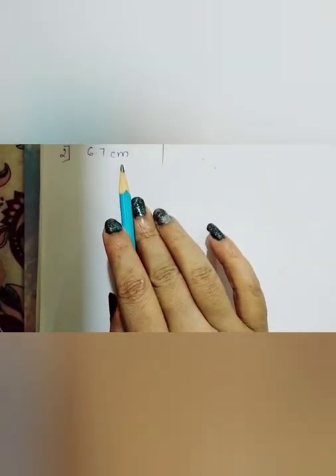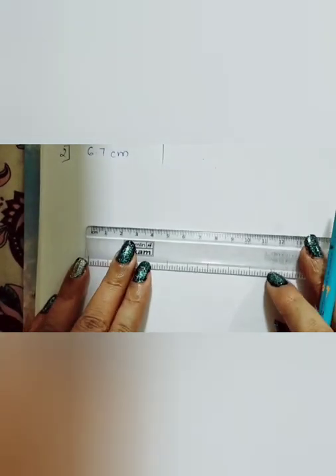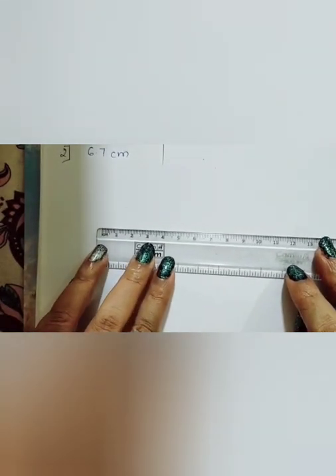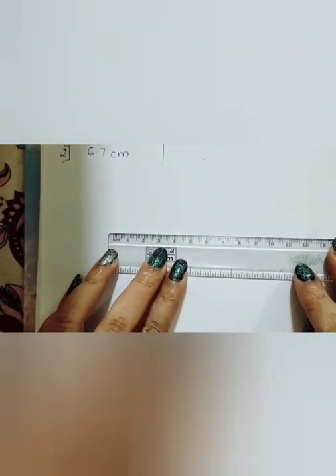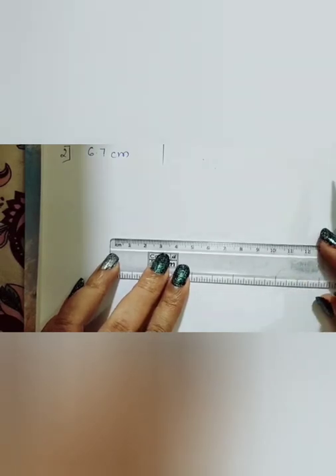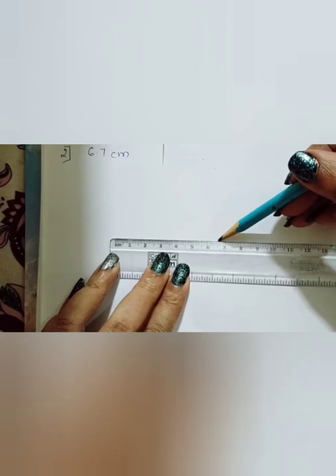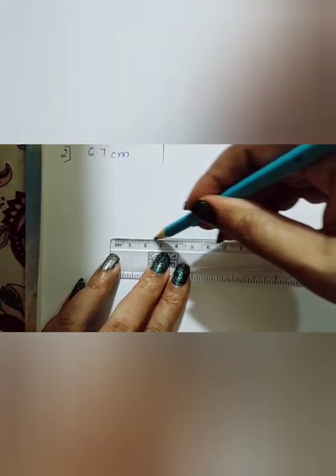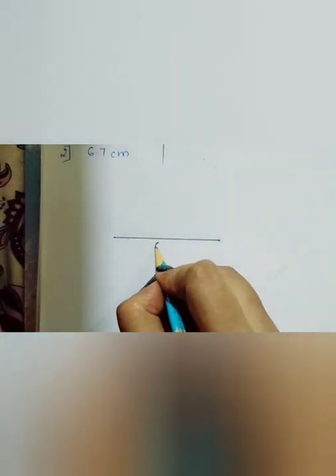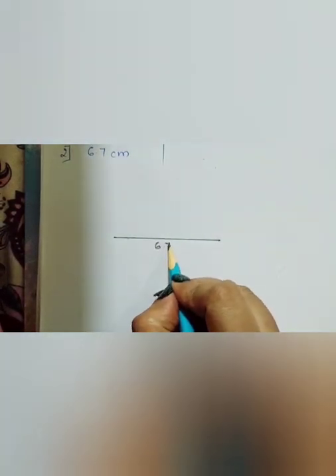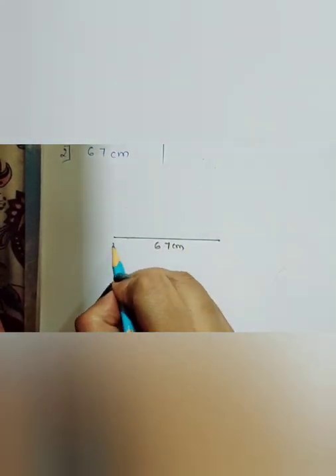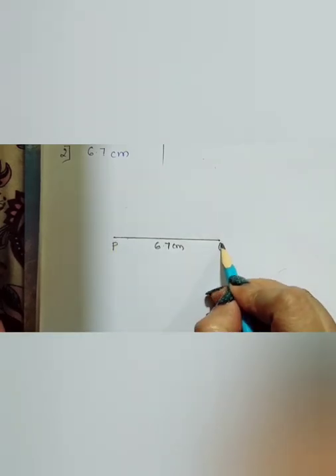Now the second one is given, 6.7 centimeter. So we have to take a 6.7 centimeter line segment. I hope you are getting how to take this. So I am taking 6.7. This is 6.7. I'm writing 6.7 centimeter. I will give the names P and Q.